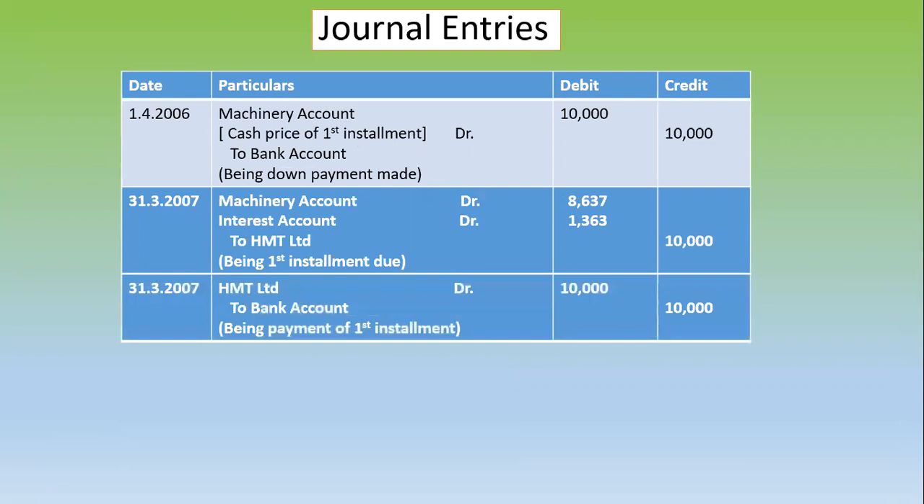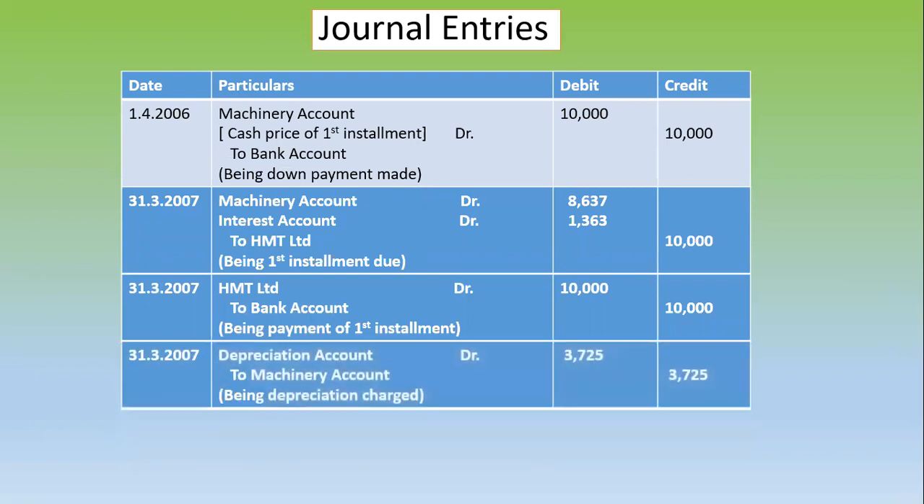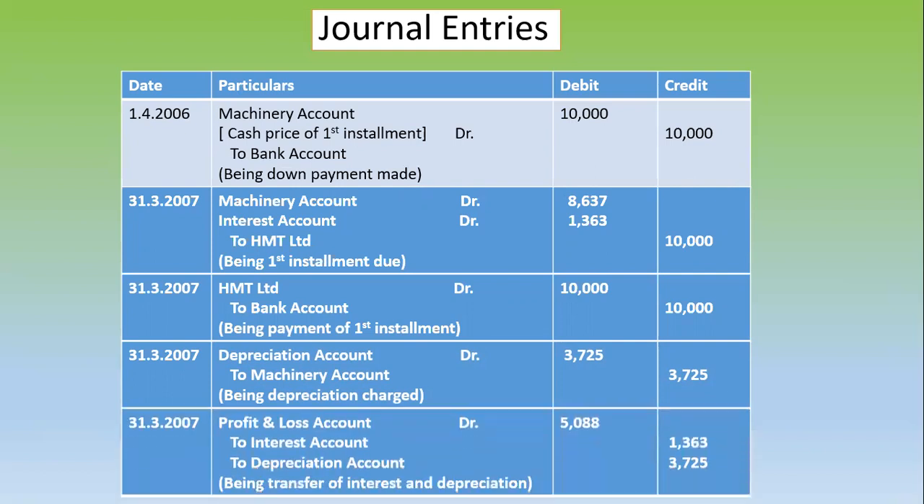And third one is the payment of installment, right? So HMT Limited debit and to bank account, that is 10,000. Then fourth one for depreciation. So depreciation account debit to machinery account, rupees 3,725 for debit and credit. And last one is for transferring the interest and depreciation to profit and loss account. So here interest account credit, depreciation account credit. So both the values we have here and you need to add together to get the profit and loss account value. So 1,363 plus 3,725, you will get 5,088 as the profit and loss account value.